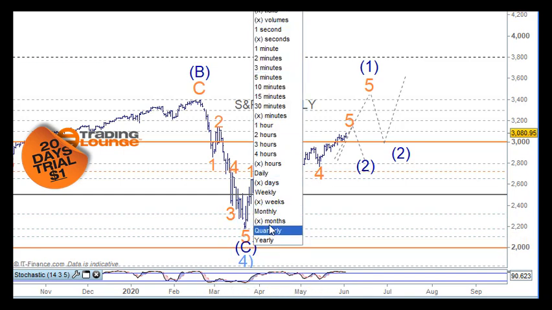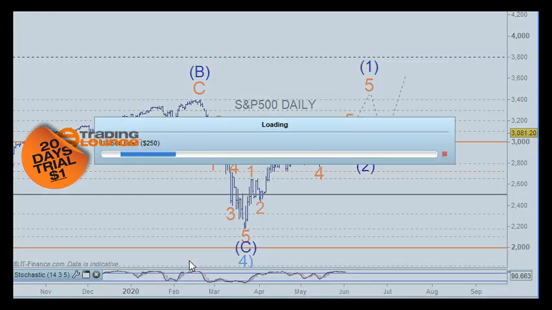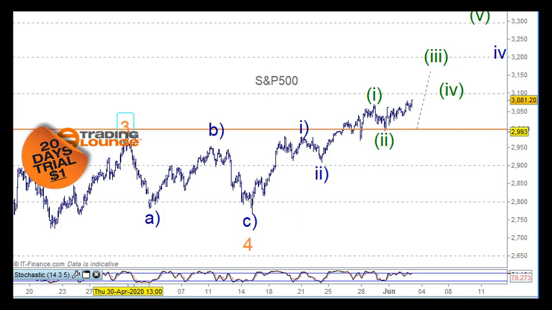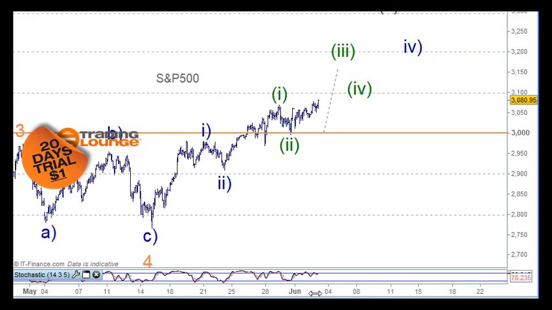Anyway, enough rambling on about that. Fundamentals is not my cup of tea, as you know. So coming back to this longer term wave count with wave 3 here, an A and a B and a C for wave 4 here, and then pushing up higher here.